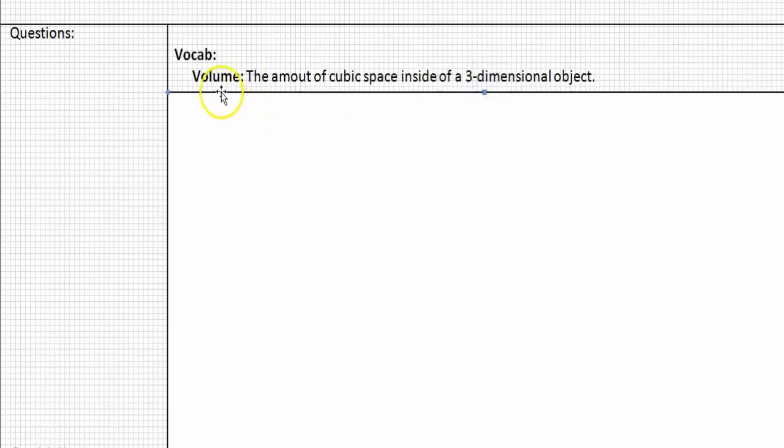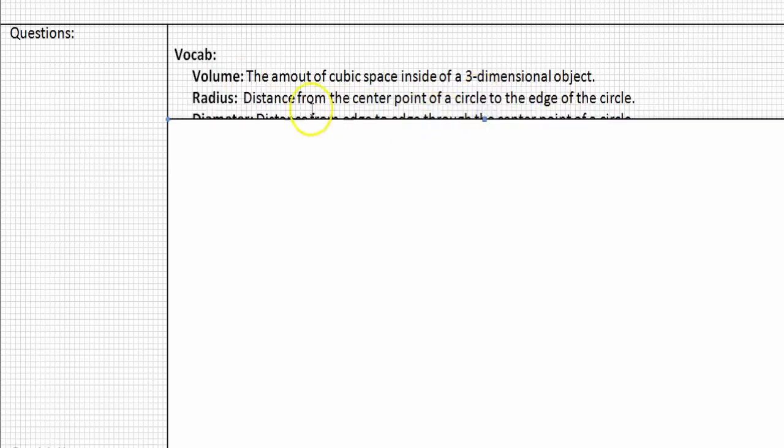First, I want to start off talking about some vocabulary. Volume is the amount of cubic space inside of a three-dimensional object. And so all of the formulas we're working with today are going to be on volume. Radius is the distance from the center point of a circle. I should also put in here sphere, to the edge of the circle or sphere.